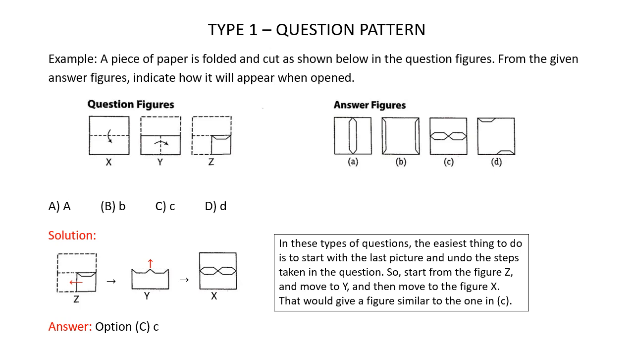Now in these types of questions, the easiest thing to do is to start with the last picture and undo the steps taken in the questions. So start from the figure Z and then move to Y and then move to the figure X. Remember that when you move from Z to X while unfolding, you have to reverse the folds given in the question figures. So this is figure Z.